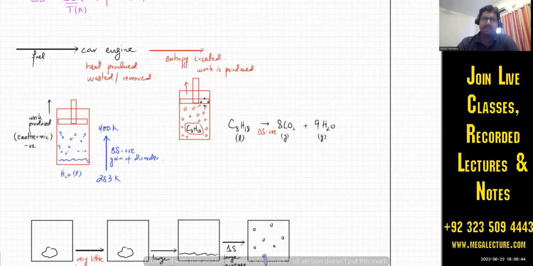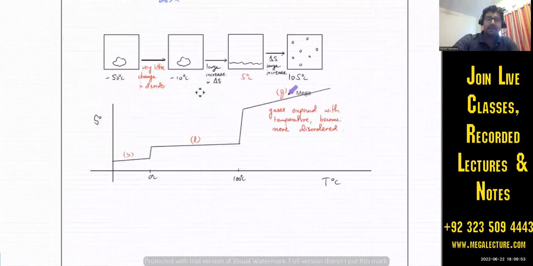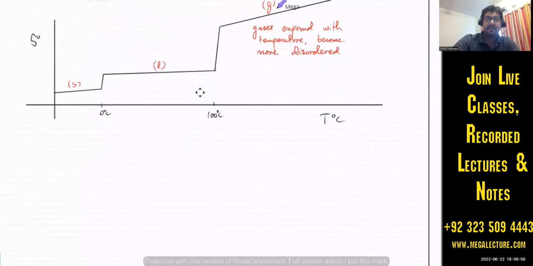Again, we're not going to discuss pressure. We're not going to go into that much detail. So let's assume the pressure is constant. So the gas will continue to expand if the pressure is constant. It's going to become more and more disordered as it gains kinetic energy. See, is this clear?